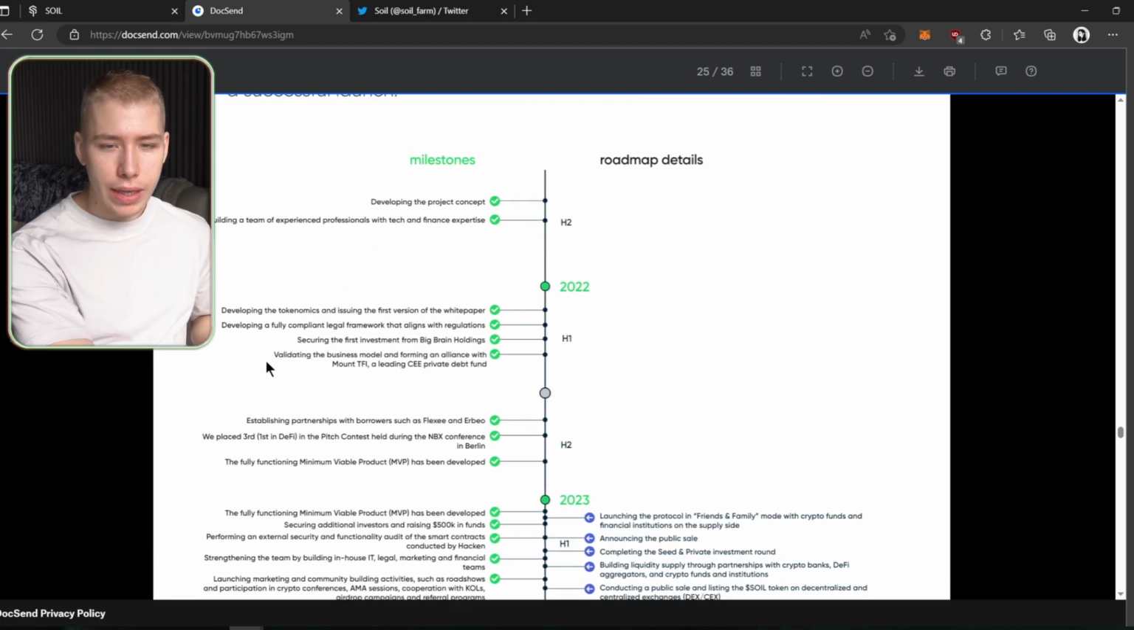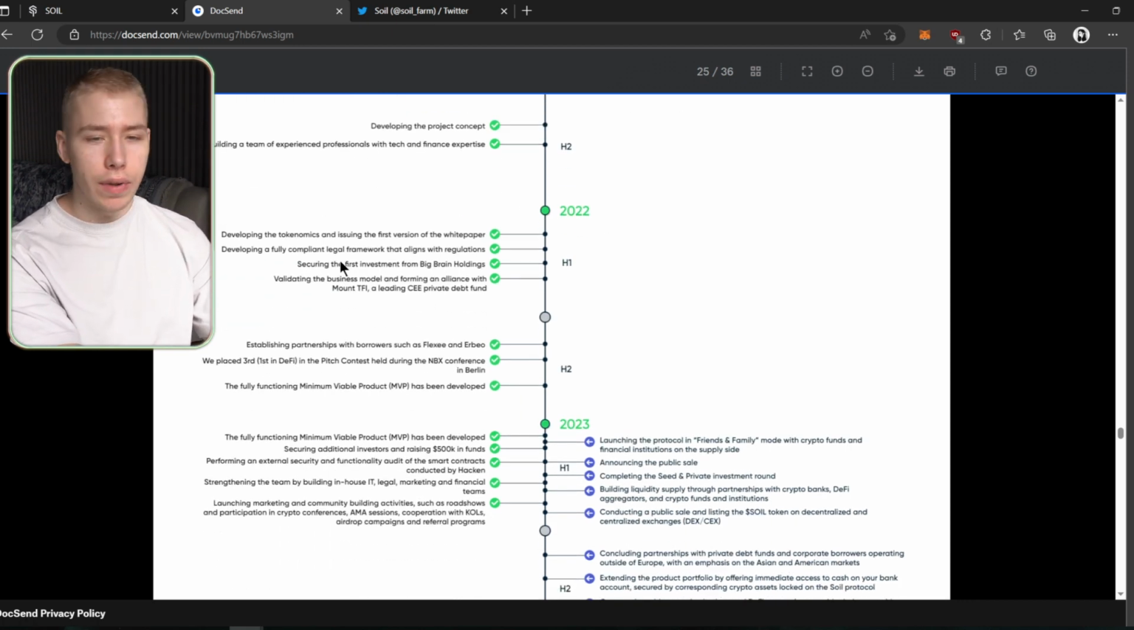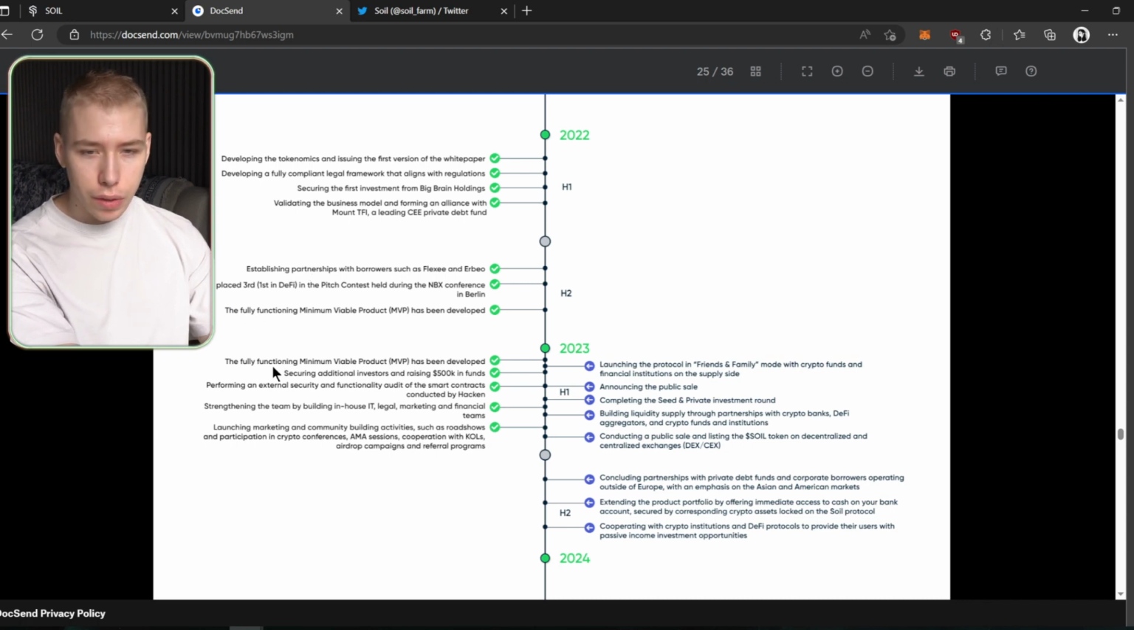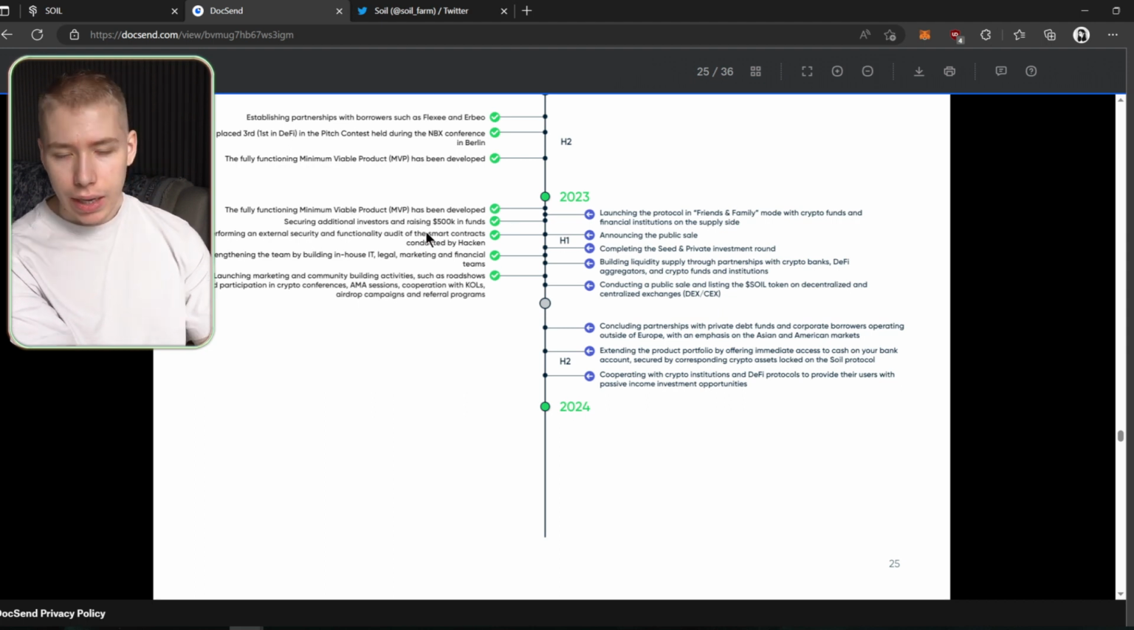Roadmap. So far, I think the project in the second half of 2021 started to get traction, where they developed the project concept. Over a year ago, they developed the tokenomics, had the first version of the white paper, secured investments by Big Brain Holdings, for example, established partnerships, placed first in DeFi and third overall in the pitch contest, and have a fully functional MVP product ready that has been developed, and got an additional $500,000 in funds from investors.